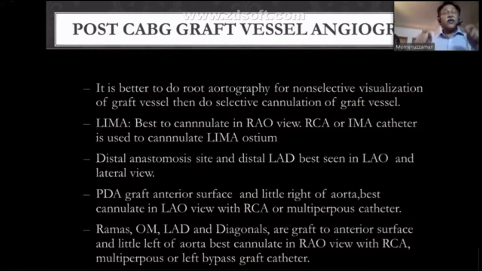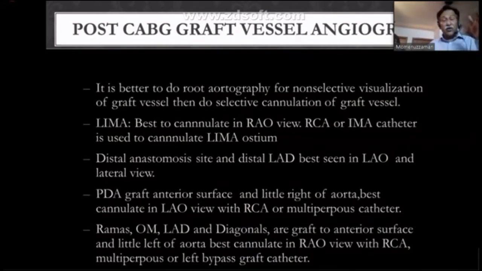Don't go blindly to see where it is, because you may not hook the graft vessel as easily as a native vessel. So it is better to do a root aortography non-selectively to visualize the overall graft, because the dye will enter the grafts, and you can identify them and take a selective catheter to cannulate the graft vessel. For example, the LIMA is best cannulated in the RAO view, and the common catheter used is the RCA catheter or IMA catheter, because these two catheters fit coaxially with the internal mammary artery. But the distal anastomosis of the LAD is best seen in the epicardial or lateral view.